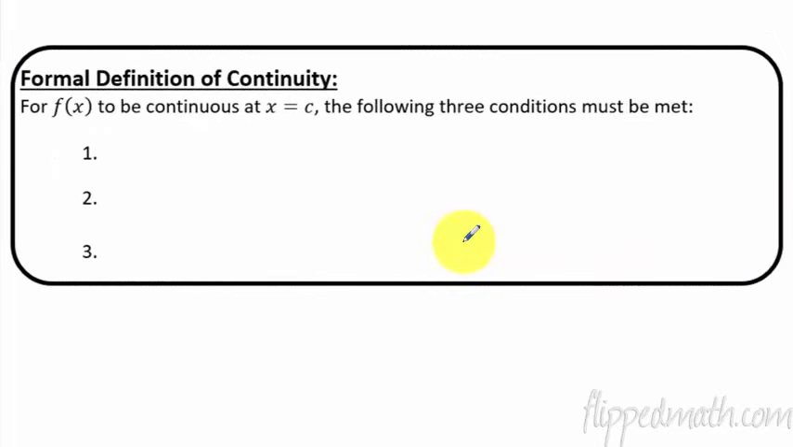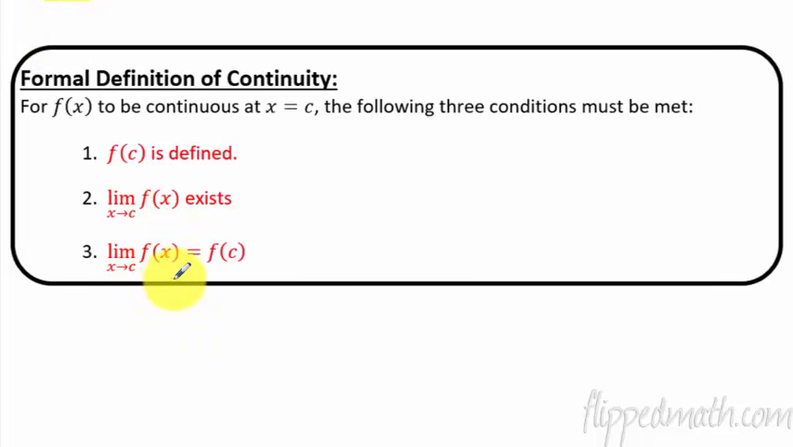Let's do a formal definition of continuity. If a function is continuous at some x value, we'll call this specific x value c, then there are three conditions it must meet. The first is that f of c is defined. That just means c is in the domain, you're allowed to plug c into the function. Next, the limit exists at that c value. As we approach c, there is a limit. And the very last condition is that the limit is equal to f of c. In other words, number one is equal to number two. Those two things must be the same.